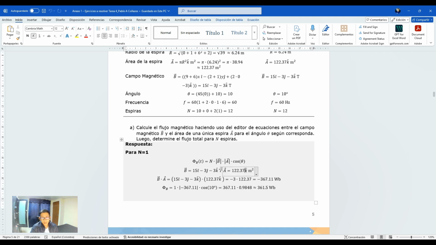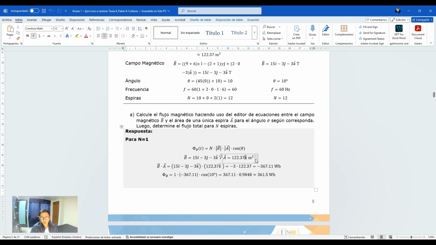We also have an area vector pointing in the direction of k with a magnitude of 2.37 square meters. So the area vector equals 2.37 k.